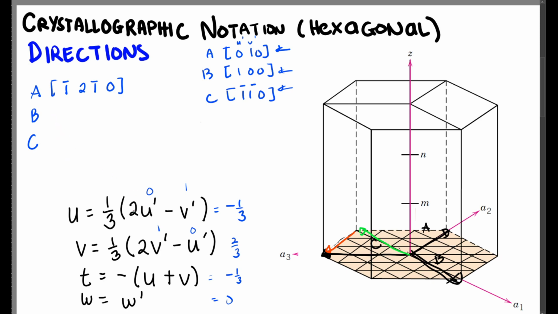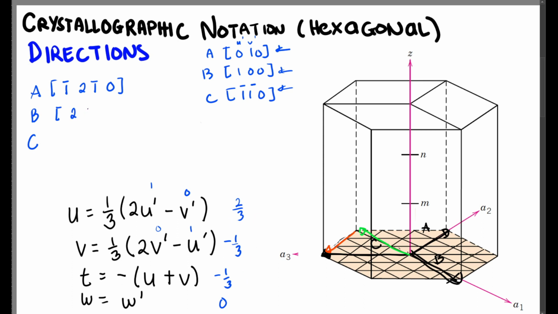For letter B, u prime is 1 and v prime is 0. 2 minus 0, 2 times 1/3, we have 2/3. 2 times 0 minus 1, negative 1 times 1/3, we have negative 1/3. And for this one, negative 1/3 plus 2/3 is 1/3, and negative of that is negative 1/3. And w is just 0. We will have, again, reduce this to integers.